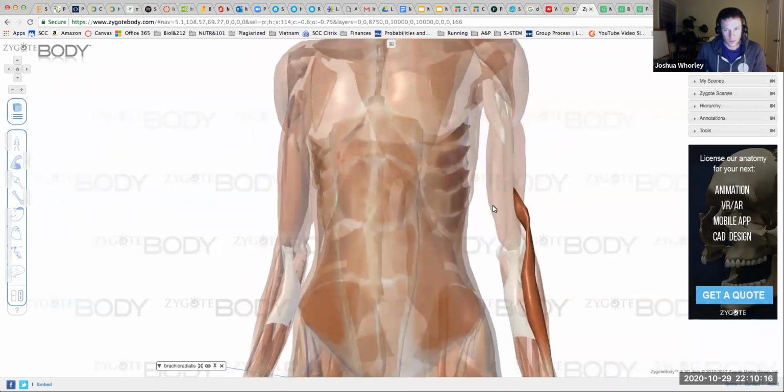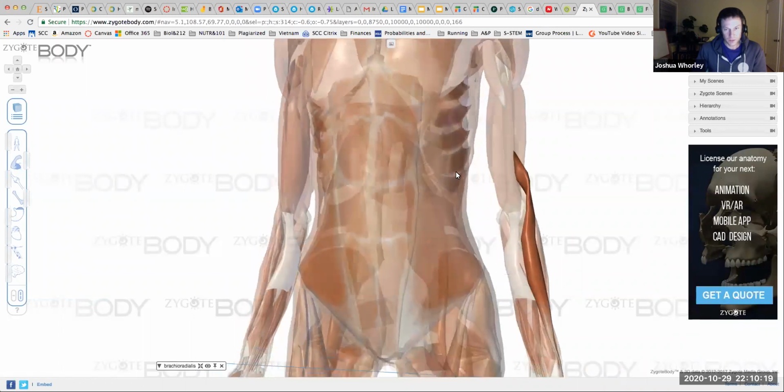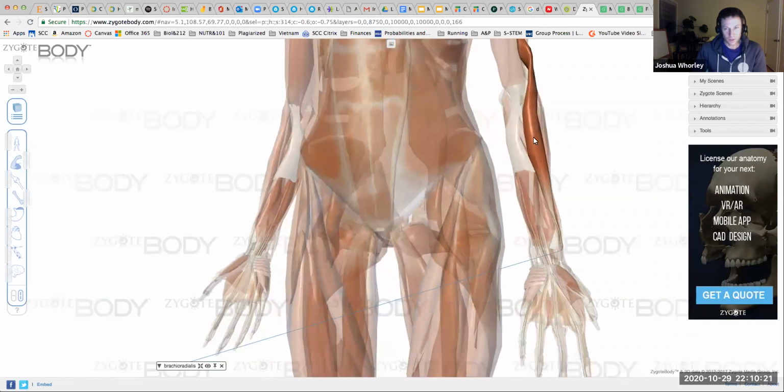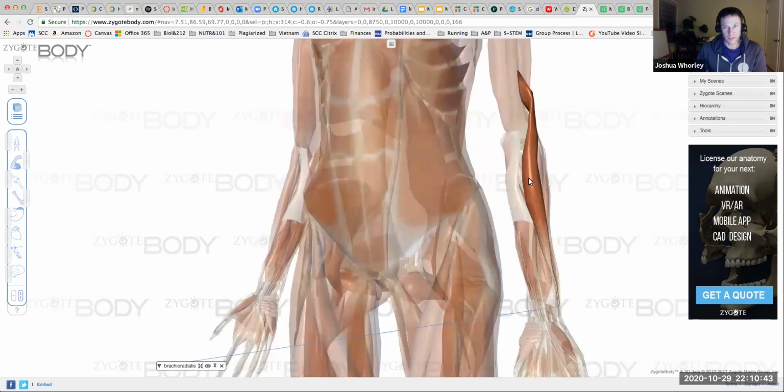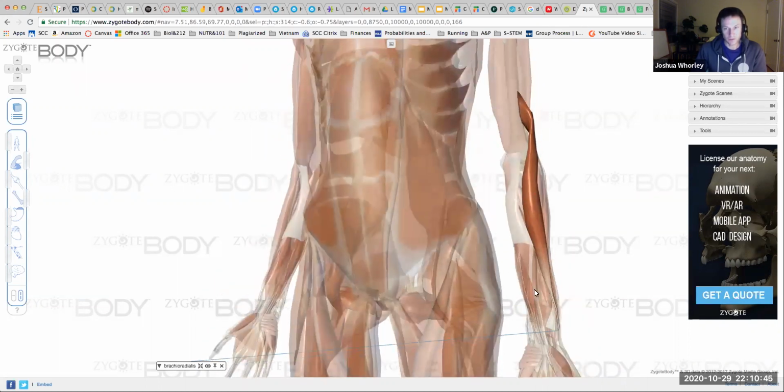You can see it wraps around the back, then comes all the way to the front and runs right along the radius. There it is, finally inserting via a tendon right about the styloid process of the radius. So it inserts very distally on the radius rather than proximally the way the brachialis or the biceps brachii did. But this is another flexor of the elbow, so that's the action here. You shorten this muscle and this whole forearm flexes at the elbow.